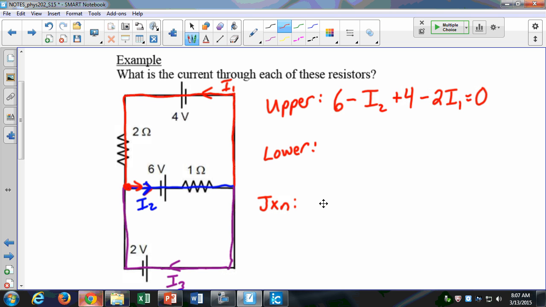All right, well, let's do the next loop, the lower loop. And just to be all on the same page, we will start right here and go in this direction with the current. So go ahead and write the equation for the lower loop. Your first element is going to be 6 plus 6, because I'm going from that battery low to high potential.